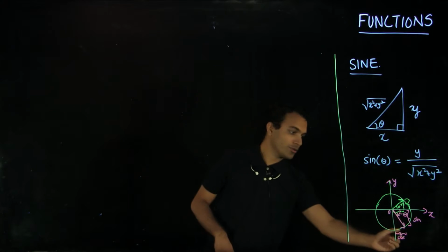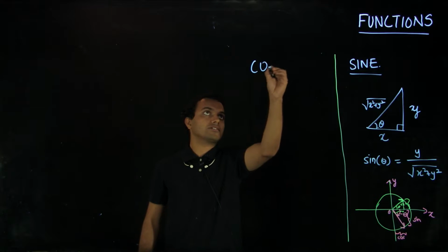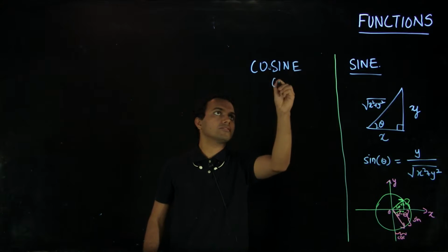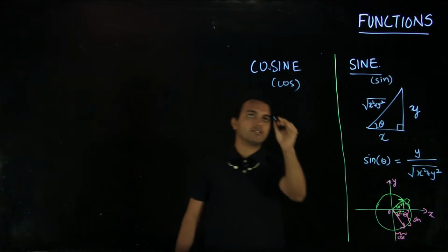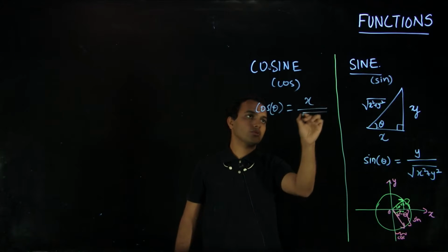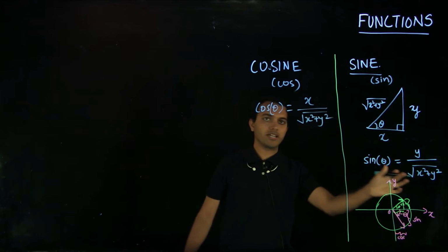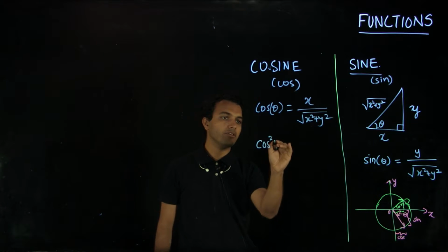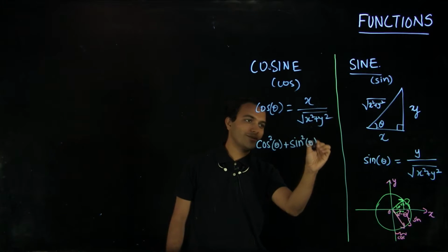It is connected to cos, which is actually cosine, and cosine of theta is x over square root of x squared plus y squared. So from these two equations you can figure out the famous identity for cos and sine, which is cos square theta plus sine square theta is equal to 1.